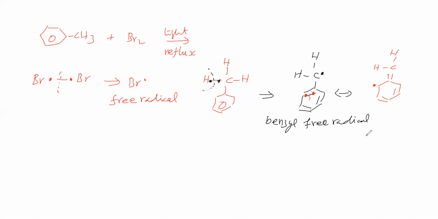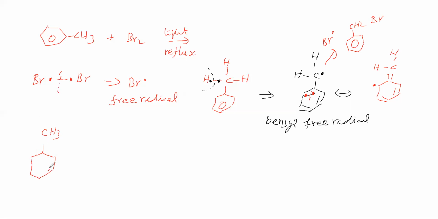Because of this resonance, this toluene is converting into benzyl free radical. Then bromine is attacking this. If bromine is attacking this, we will get CH2Br. Okay, we are getting benzyl bromide as the product. Benzyl bromide is the product. Now, if this Br dot is attacking the phenylic hydrogen, what will happen? That we'll see.